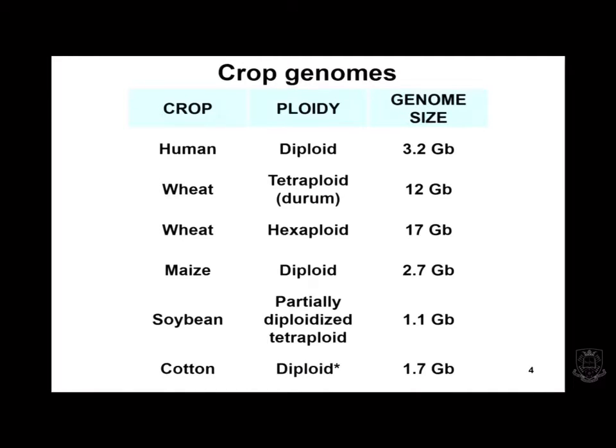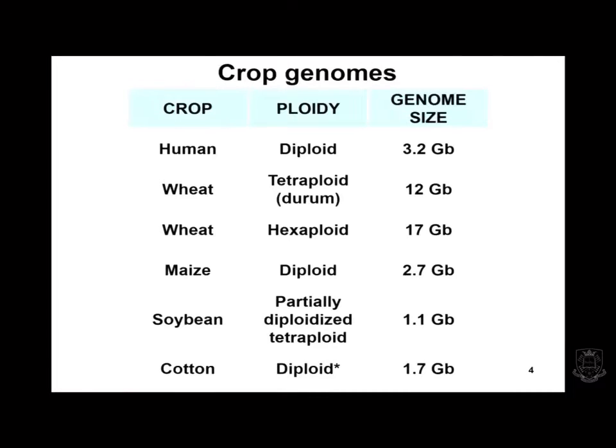So often we assume that plants are easy. They're simple things to work with. But this is just to illustrate that the genomes of most of our crop species are comparable or even more complex than the human genome. Humans are diploid. Crops can have various levels of ploidy.